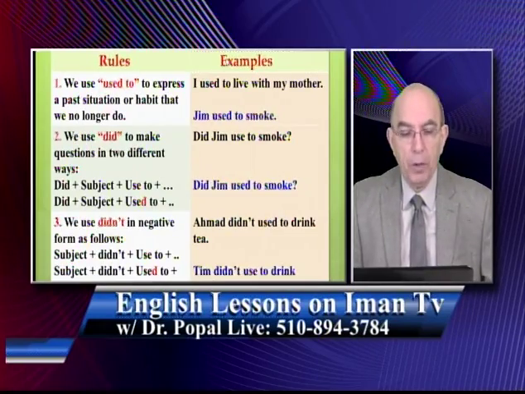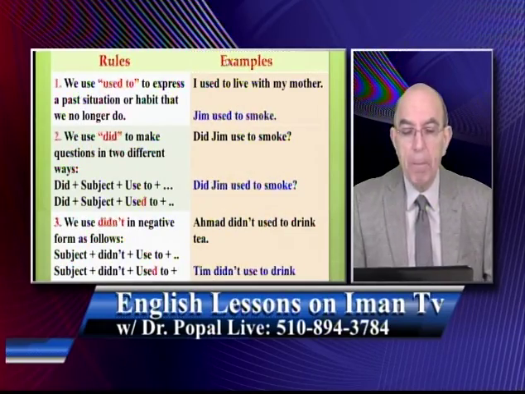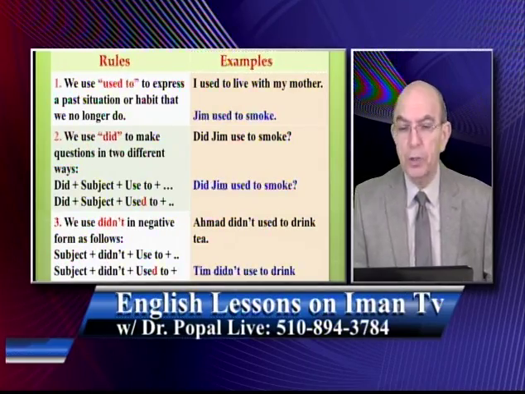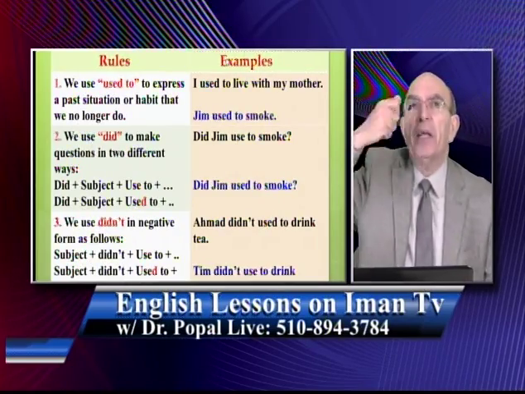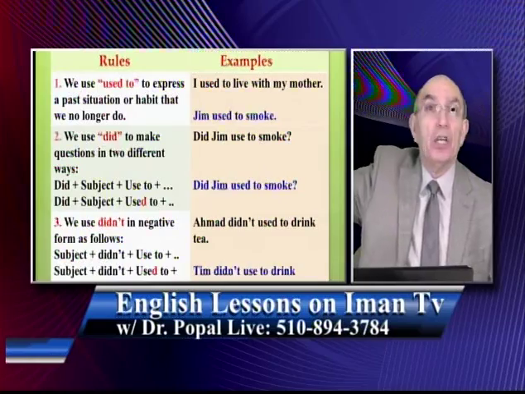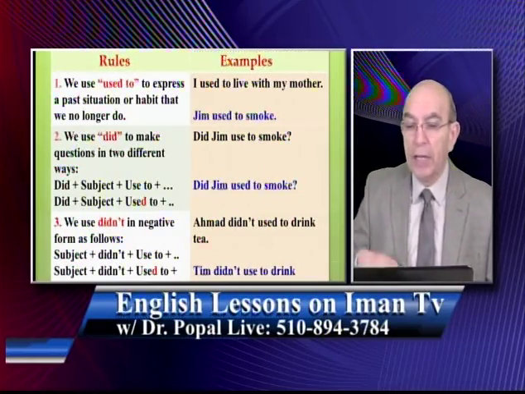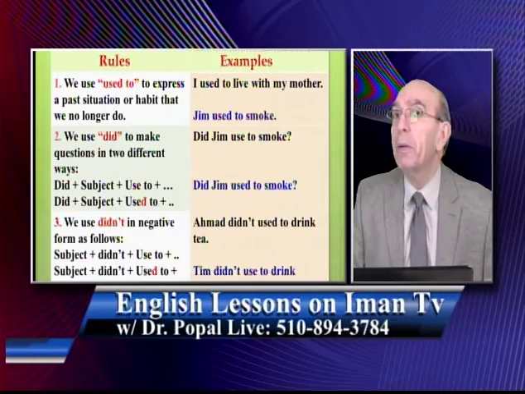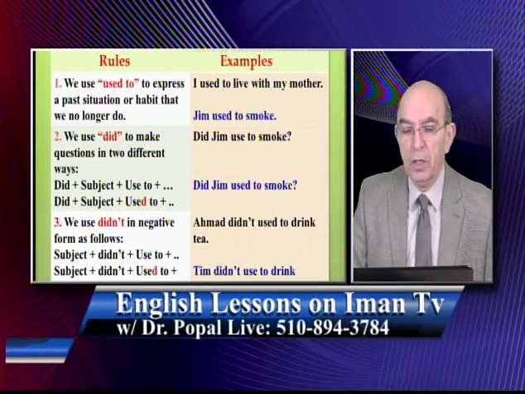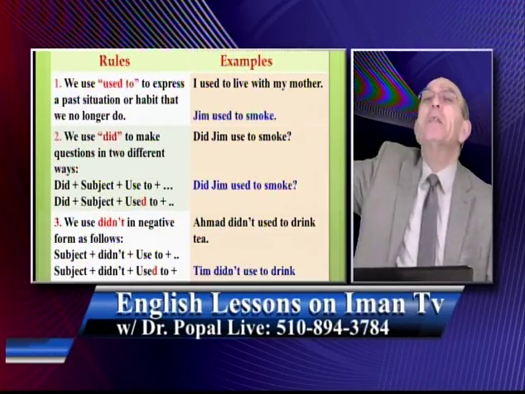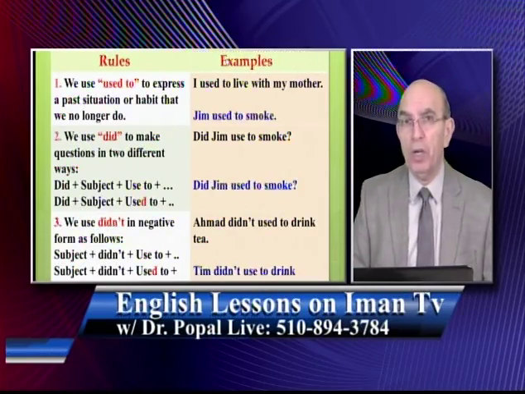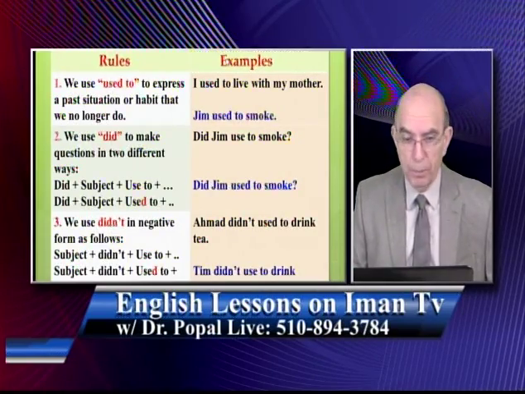Rule number 1. We use used to express a past situation or habit that we no longer do. In other words, you use it for something that you did again and again and again in the past. You don't do it anymore. Like I could say what? I used to live with my mother. Means I don't live with my mother anymore. Jim used to smoke. Jim, the name of a person, he smoked in the past. He doesn't smoke anymore. So that's when you use used to.